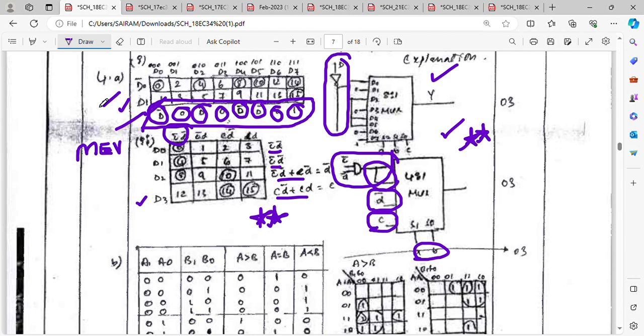This is the end of multiplexer, and this is the end of the multiplexer question paper questions also, and this much only will come for the exam.